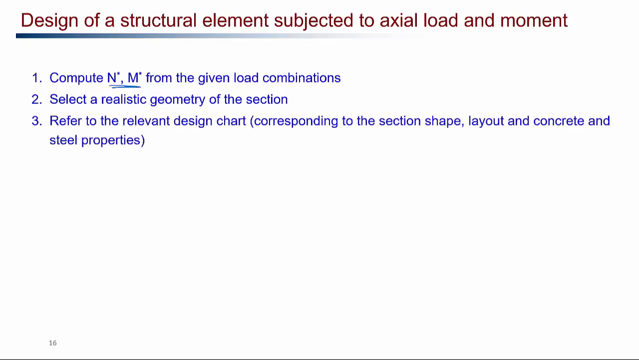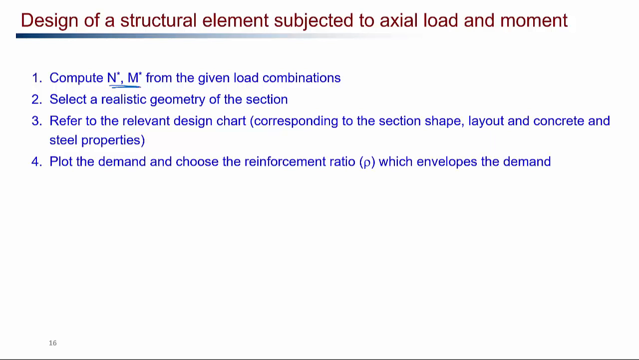And then we refer to the relevant design chart based on the size of the column that we selected, and plot the demand, that means the M star N star point, and choose the reinforcement ratio rho which envelopes the demand. So make sure that you choose the reinforcement ratio rho so that M star N star falls within that envelope. Once the reinforcement ratio is known, we can find out the total area of reinforcement required by rho multiplied by the gross area of the column. So we can find out what diameter of bars and how many bars are required.